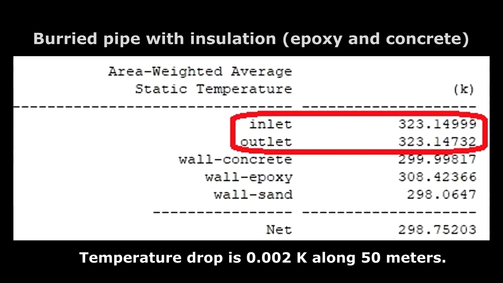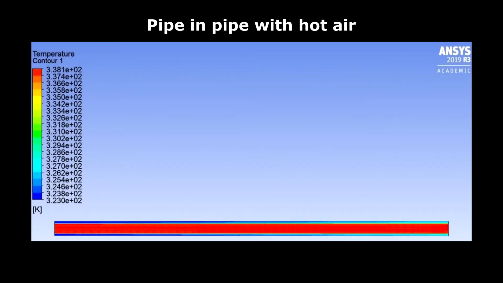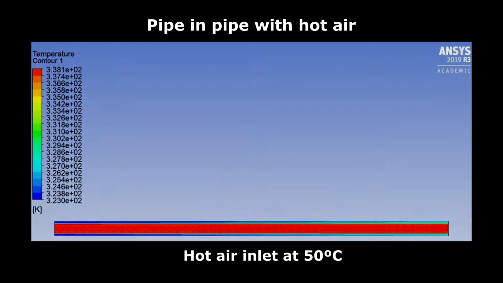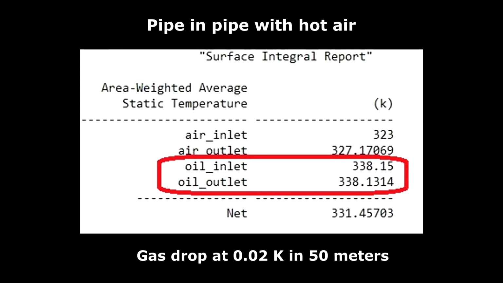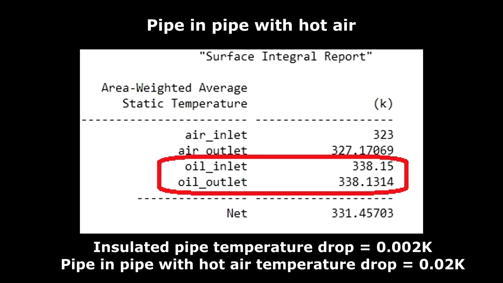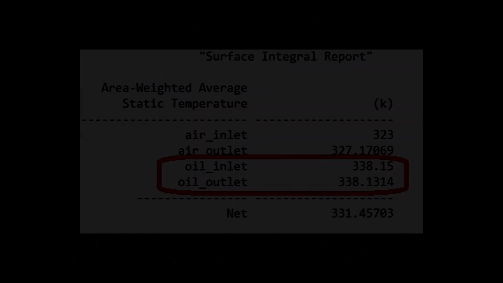along the 15-meter pipeline. As for pipe with hot air, the temperature managed to increase with the hot air inlet of 50 degrees Celsius, where the gas at the outlet has a slight drop of about 0.02 Celsius, which is surprisingly worse than an insulated and buried pipe, and is more expensive in terms of operational costs.